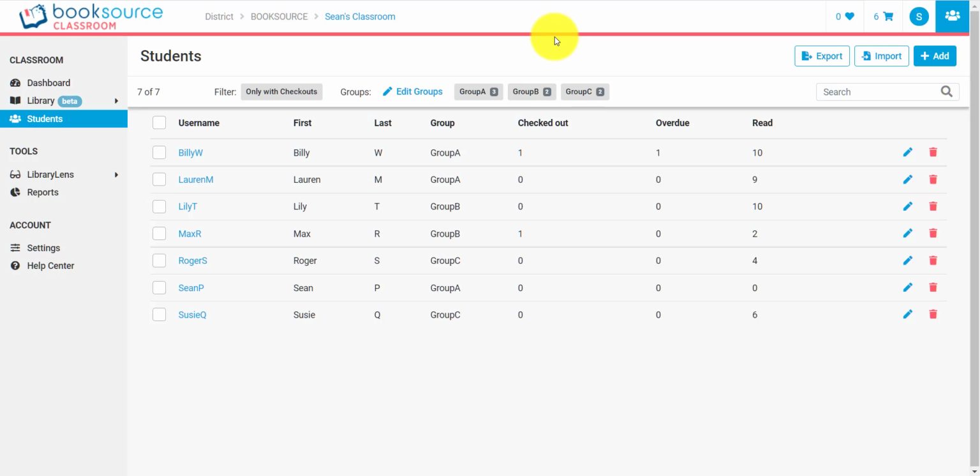Today we're going to talk about the student progress chart. This is definitely one of the most impressive features of Booksource Classroom, and we've heard from many educators that this is extremely helpful in parent-teacher conferences or even showing the efficacy of the books that are in their classroom.